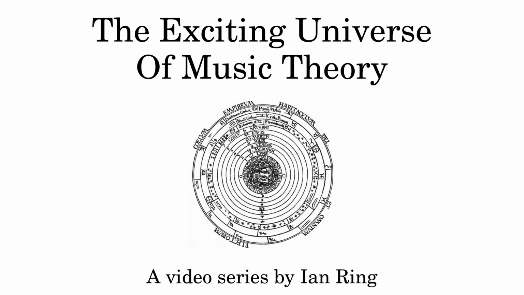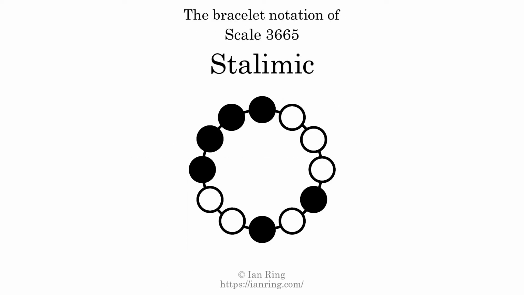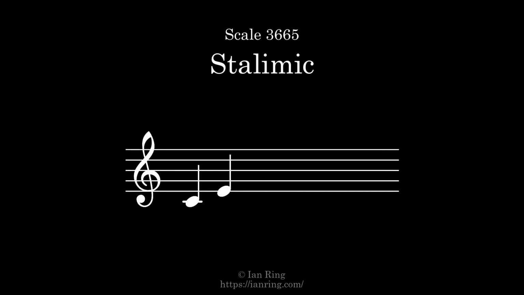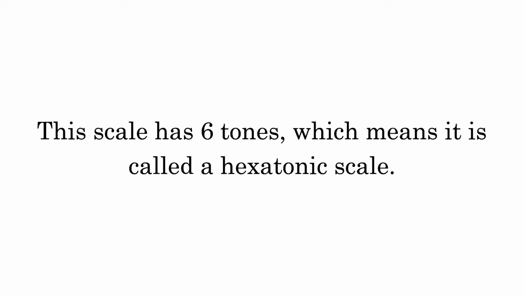Welcome to the exciting universe of music theory. Are you ready to learn? Then let's begin. Today we will talk about scale 3665, Stalimic, which sounds like this. This scale has 6 tones, which means it is called a hexatonic scale.